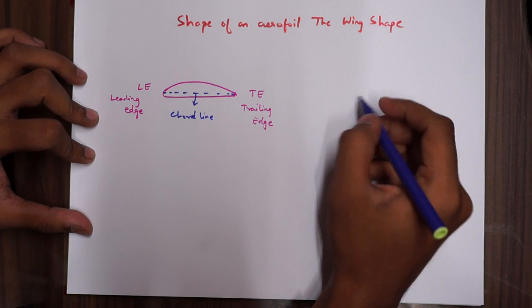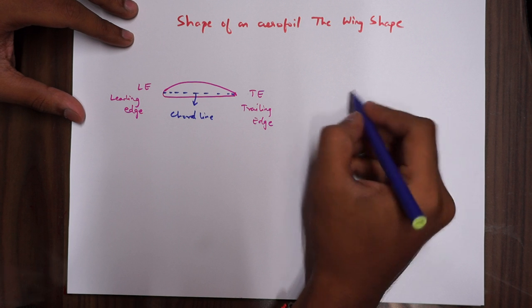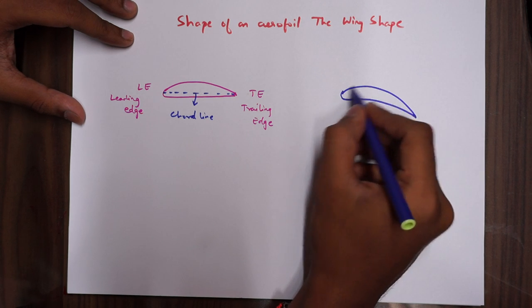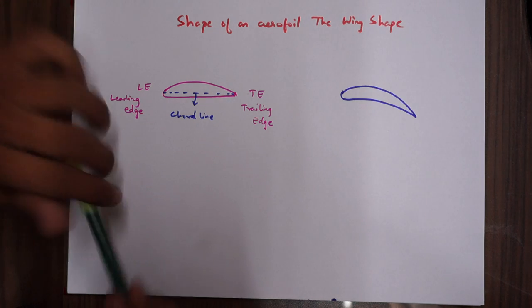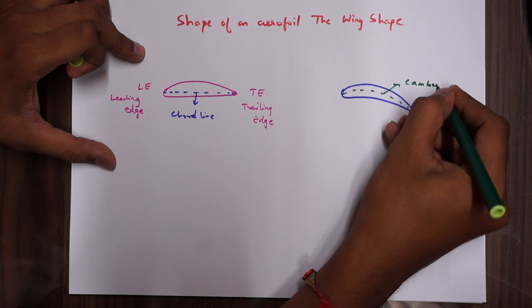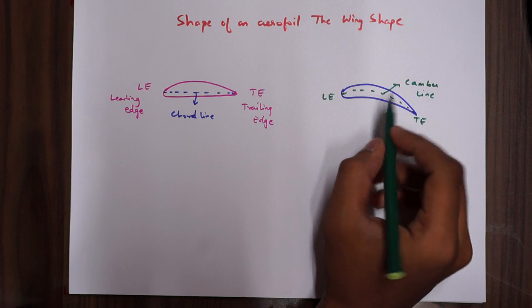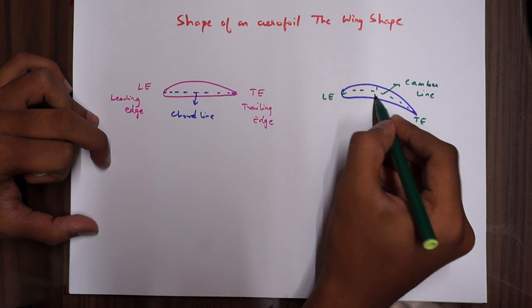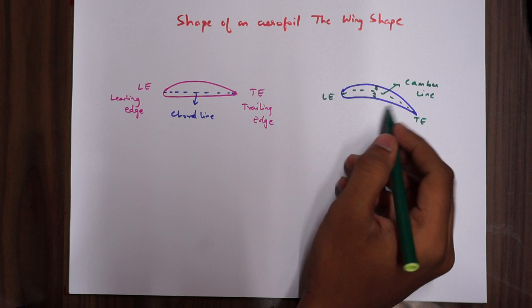Now there is something called camber. Camber is basically a curvature given to a wing on the upper and the lower surfaces depending. So this is the camber of the aerofoil. Okay, now there's something called the camber line. This is your camber line. Leading edge, trailing edge. The camber line is a line joining the leading edge to the trailing edge but equidistant from the upper and the lower surfaces of the aerofoil. As you can see, this both length is the same. Here this is more and this is less. The camber line is equidistant from the upper and the lower surface.